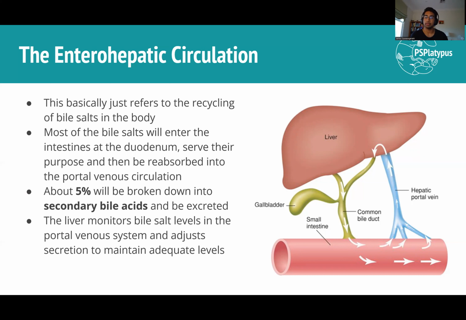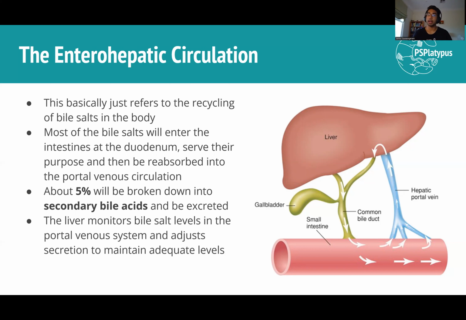So we make all these bile salts in the liver, we shove them into the intestines. They're going to serve their purpose in helping us digest fats. And then about 95% of them hop back into the portal vein, which you'll hopefully know by now, basically supplies venous drainage to most of your gut, hops into the portal vein, sucks them all up and takes them right back to the liver.